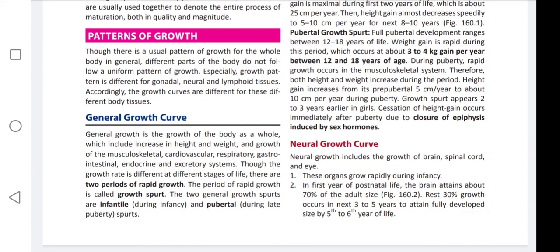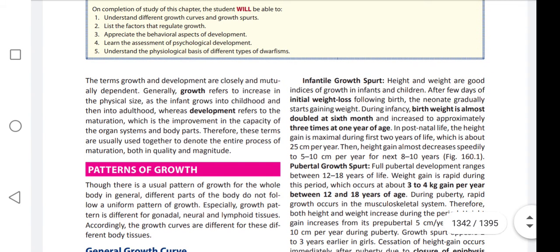Between 12 and 18 years of age, how much weight is gained per year? That is 3 to 4. And the fully developed brain size is attained at how many years of life? 5 to 6.